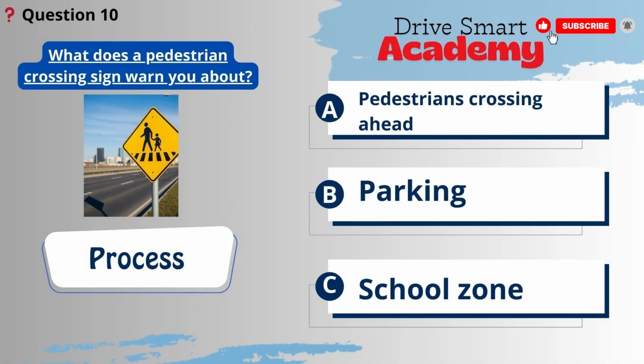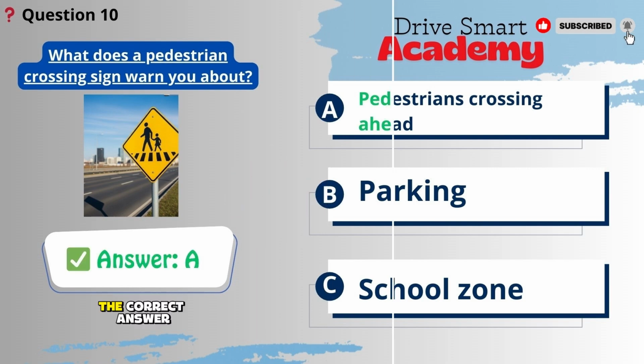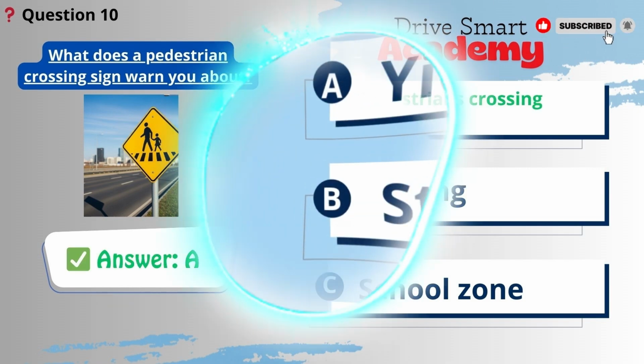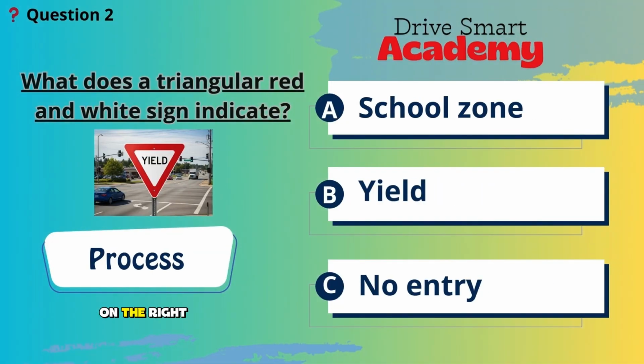Question 10. What does a pedestrian crossing sign warn you about? A. Pedestrians crossing ahead. B. Parking. C. School zone. The correct answer is A. Pedestrians crossing ahead.